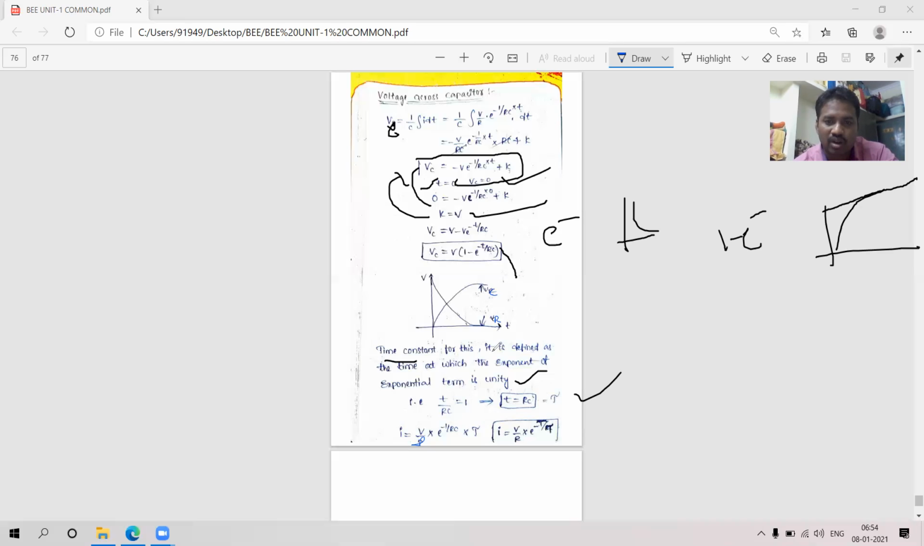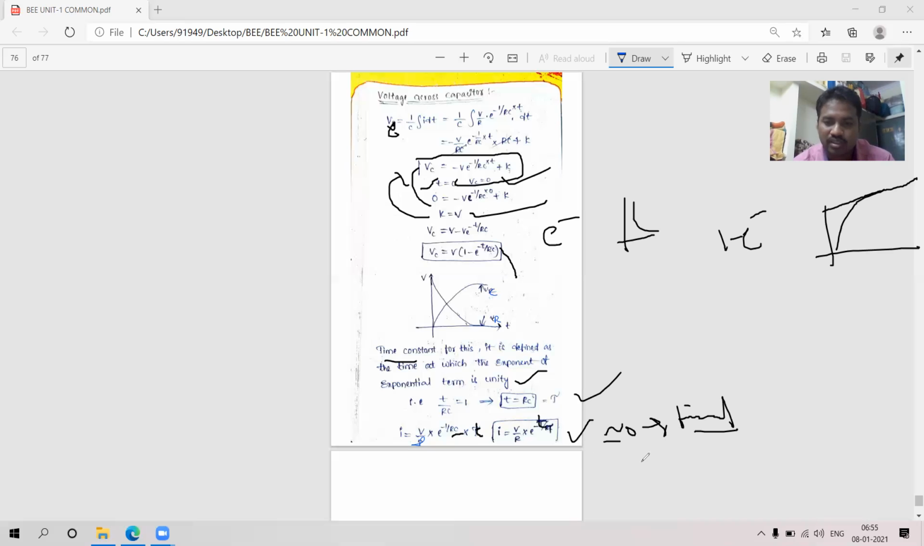In the final solution we got I as V by R e power of minus t by RC. This RC can be replaced by tau. So I is equal to V by R e power of minus t by tau. This is the equation I got. Just now we saw the graph. If you substitute, what is the current in the final condition? With e power of minus infinity the value is 0, so I is approaching 0 at final condition.